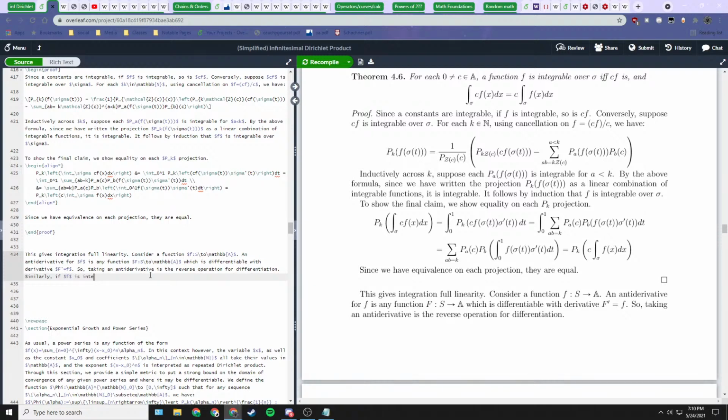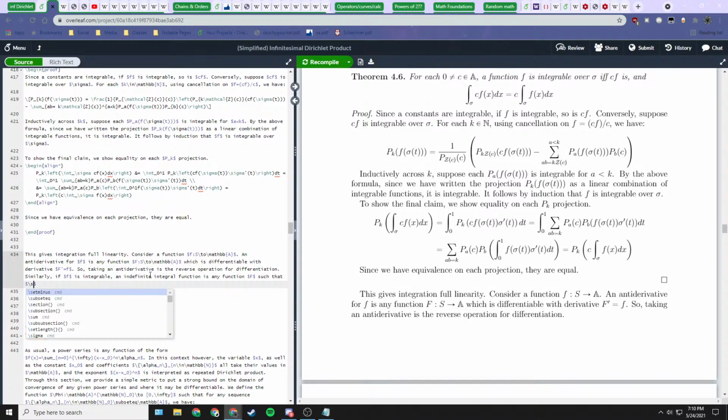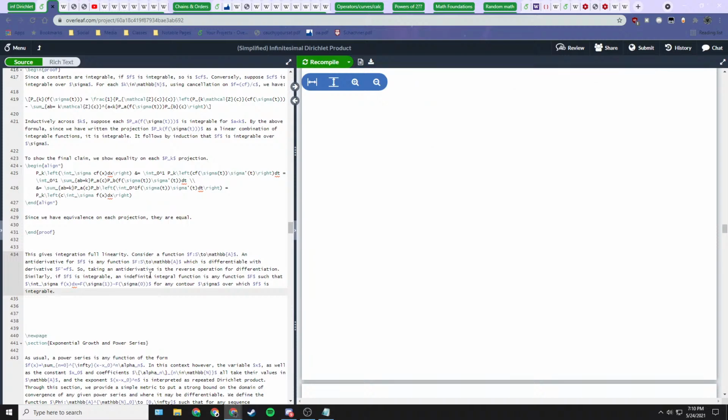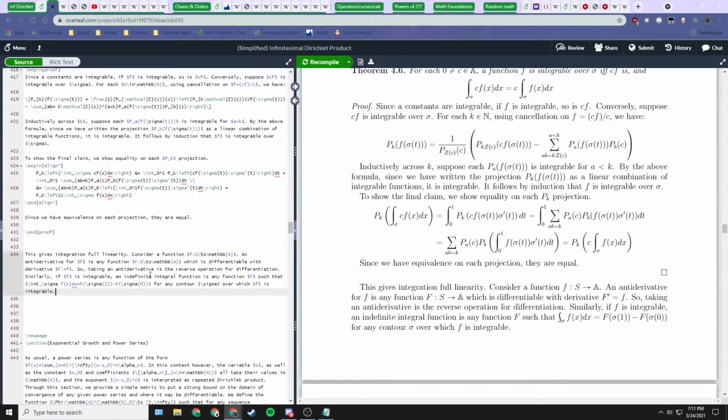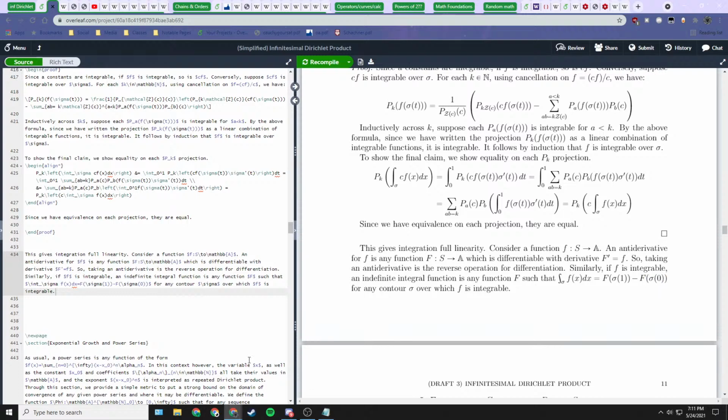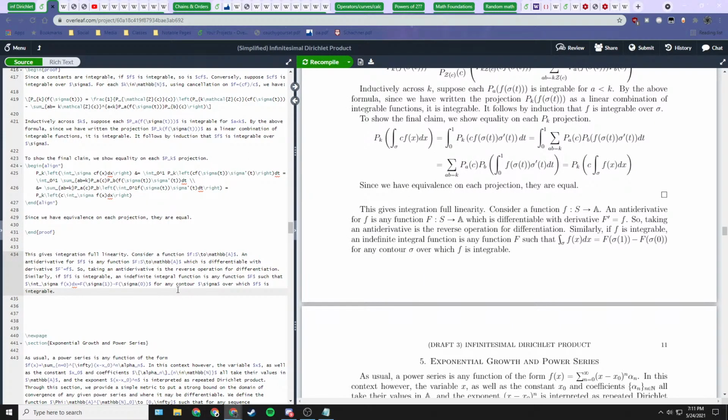if f is integrable, an indefinite integral function is any function capital F such that the path integral of f over sigma is just equal to this difference, capital F of sigma 1 minus capital F of sigma 0, for any contour sigma over which f is integrable. So there's two different notions.